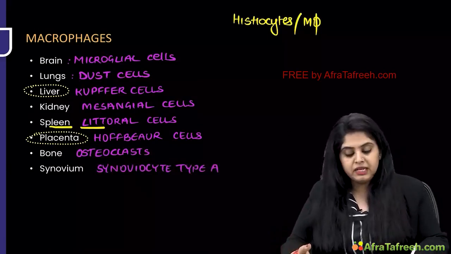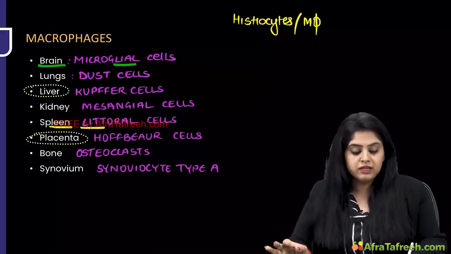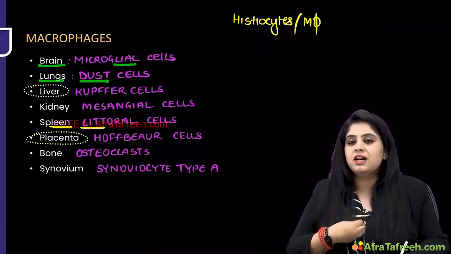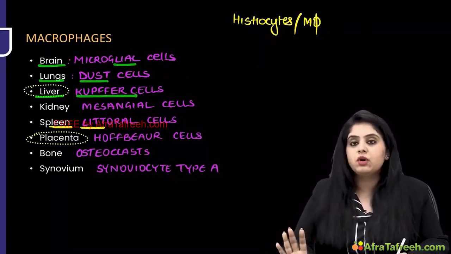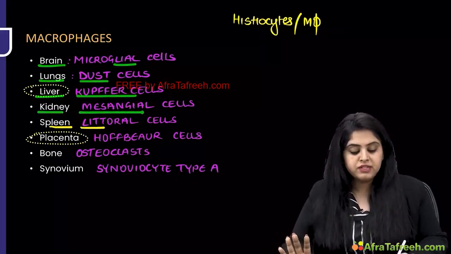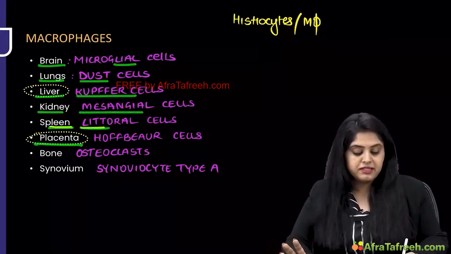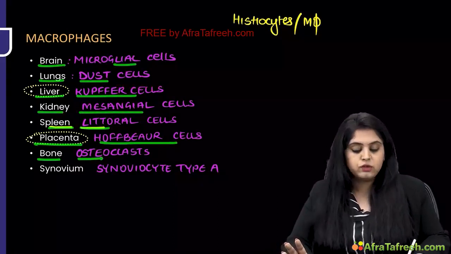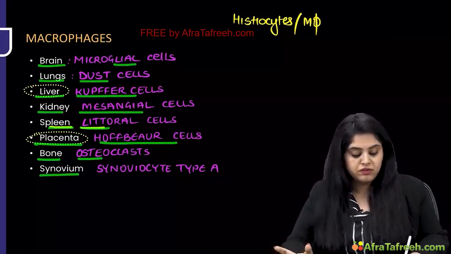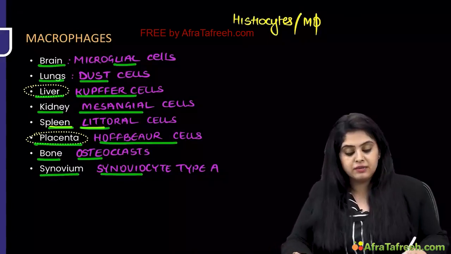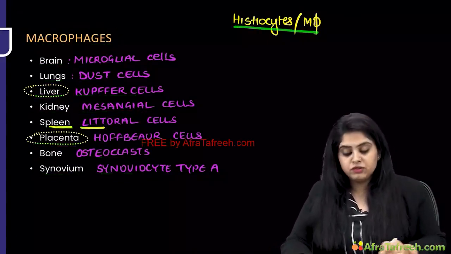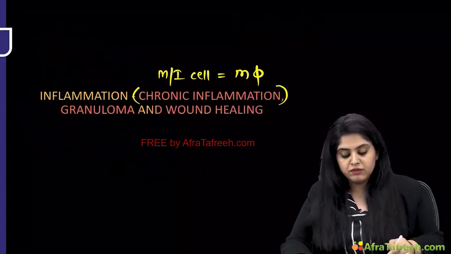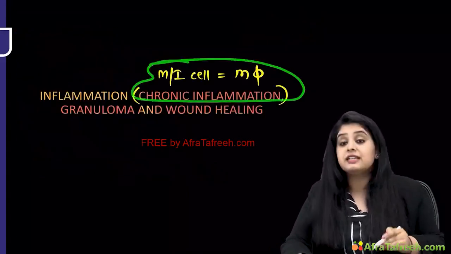So remember, in the brain, glial word should come. So microglia. Lungs mein carbon wala, pollution wala, dusty cells, so dust cells. Liver, you don't need a mnemonic, we all know Kupffer cells. Kidney mein mesangium hota hai, that is mesangial cells. Spleen has littoral cells. Placenta has Hofbauer cells. Bone has osteo, so osteoclast. Synovium has synovio, so synoviocyte type A. All of these are going to be different names of macrophages or histiocytes in different organs. Macrophages are the most important cell of chronic inflammation.